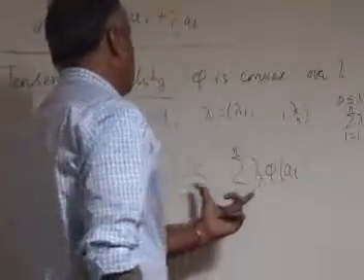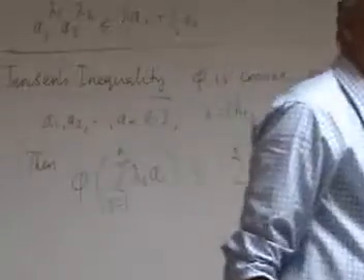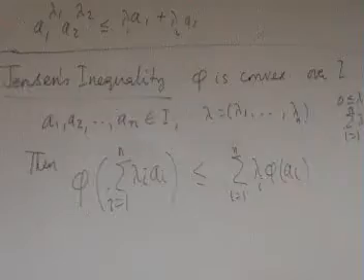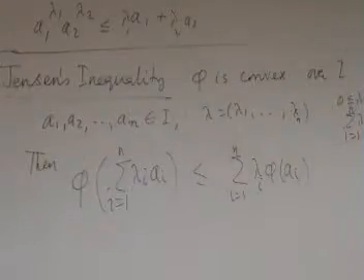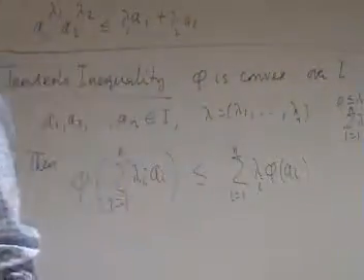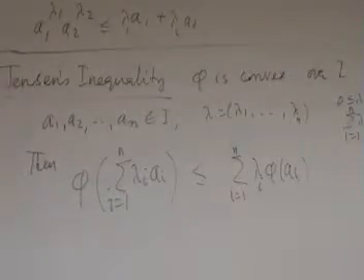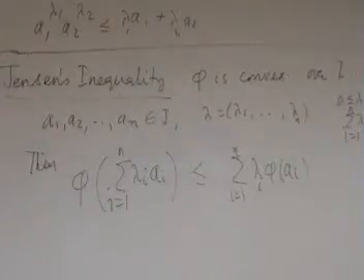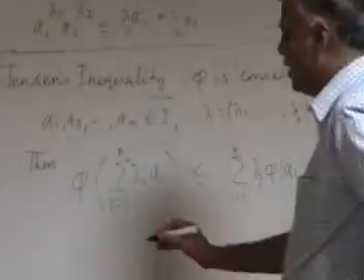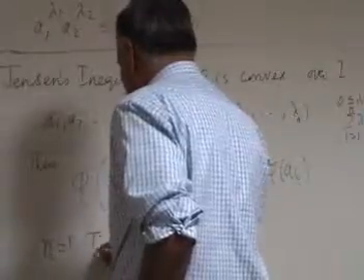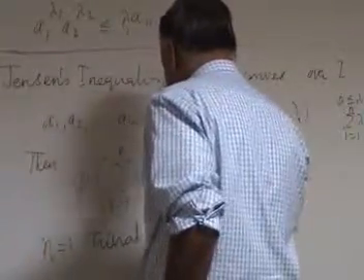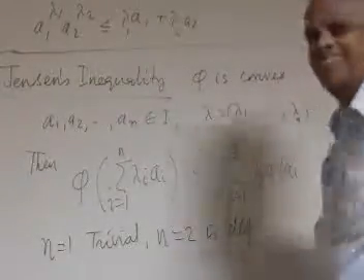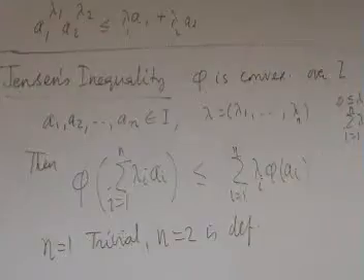Now this, we know if only two of them were there, that is precisely the definition. And for one there is nothing to prove. The geometric mean and arithmetic mean are all that number itself. So there is really nothing to prove: weighted mean, ordinary mean, any mean, they are all the same. So n equal to 1 is trivial. n equal to 2 is the definition of convexity.